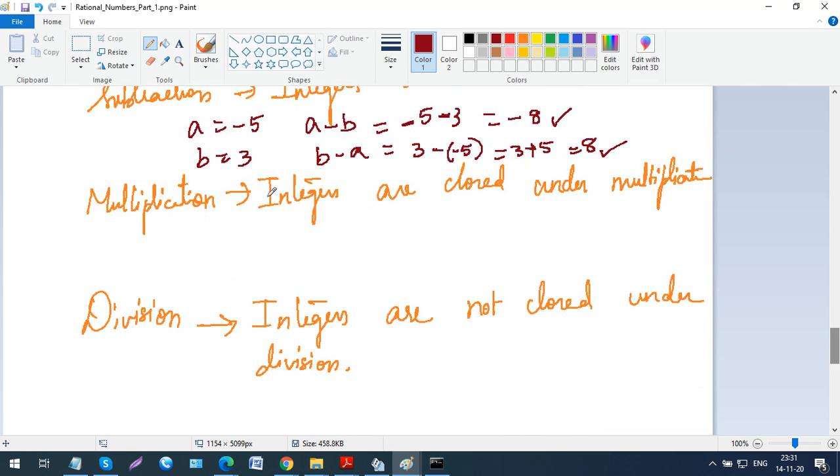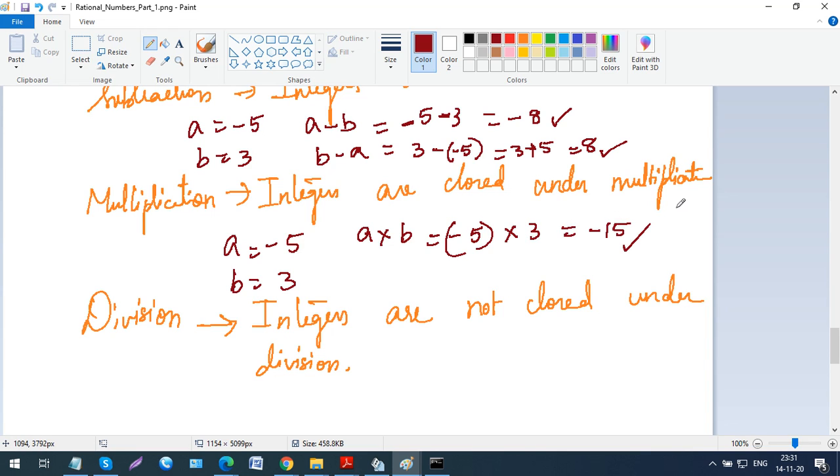Now let's come to multiplication. If I take two numbers the same way, A equals minus 5 and B equals 3, let's multiply A into B or B into A. It's going to give you the same answer. So minus 5 into 3 is going to give you minus 15. So minus 15 is also an integer. So it's closed under multiplication also.